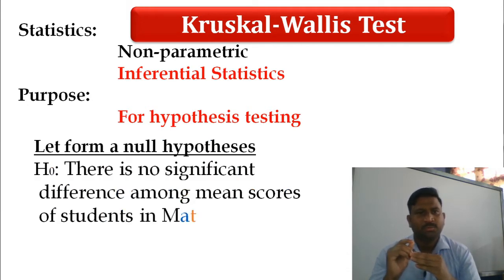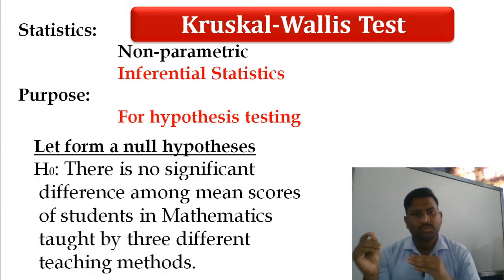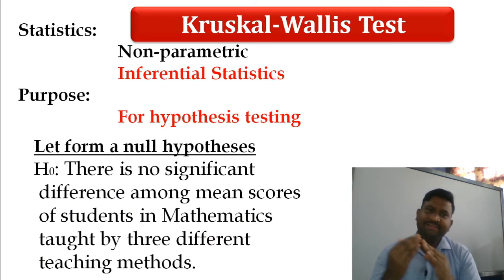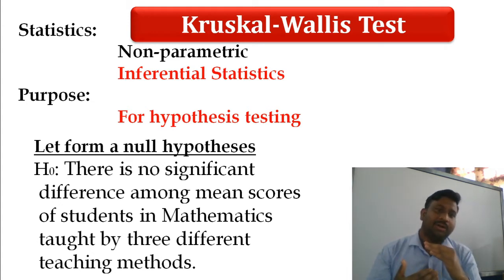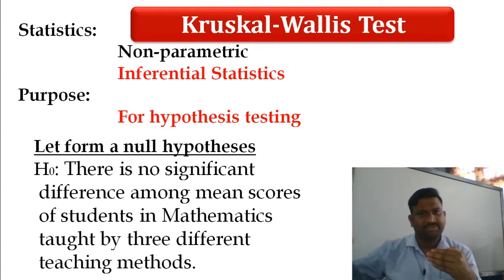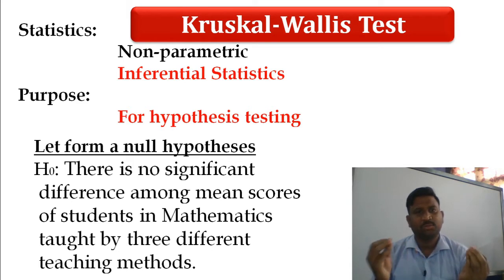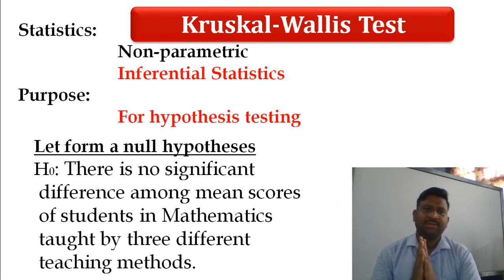There is no significant difference among mean scores of students in mathematics taught by three different methods. We have data of mathematics scores of students in which the sample is taught with three different methods. So this null hypothesis tests whether the mean score of the students is the same or not. In null form, we state there is no significant difference among mean scores of students in mathematics. That is also sufficient.